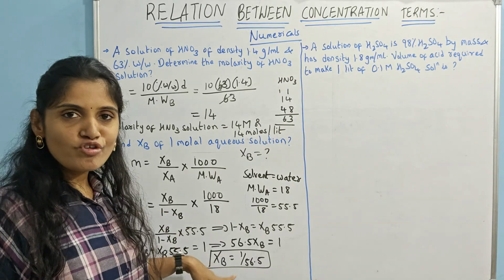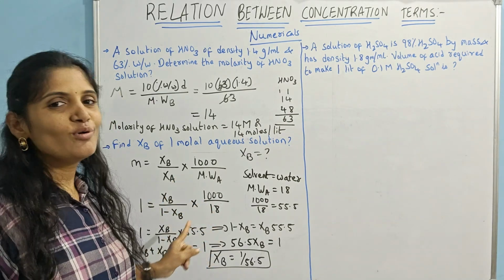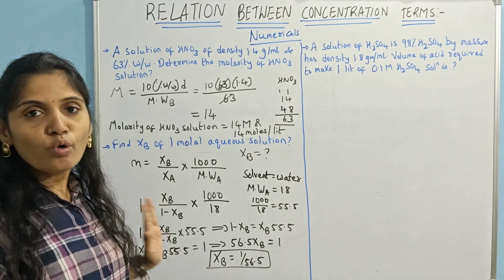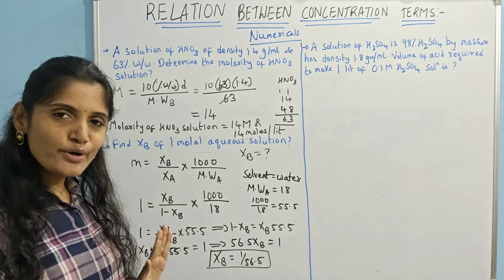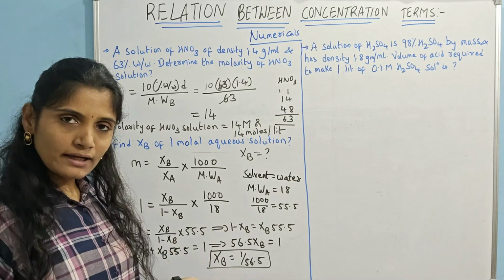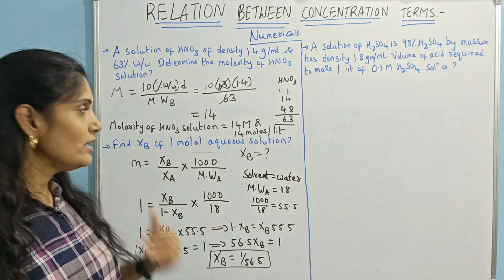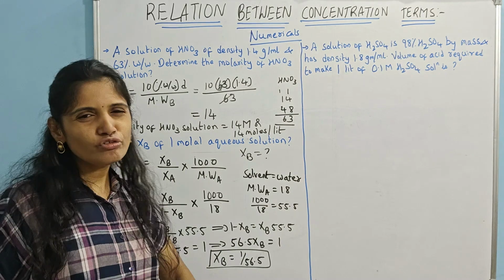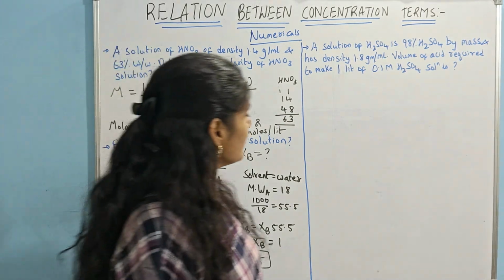Now I think you understood why I took chi A in terms of chi B: ultimately I need chi B, and I don't have the value of chi A in the question. If you want, you can calculate chi A also, because 1 minus chi B will give you chi A, but it is not asked in the question, so I am not doing it. So this will be my answer.